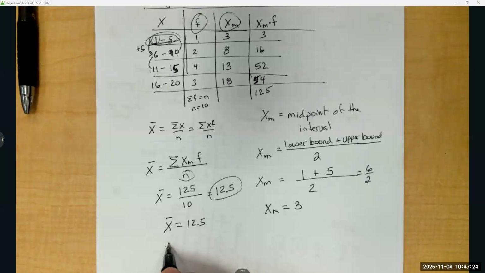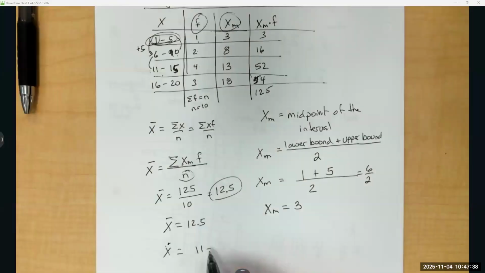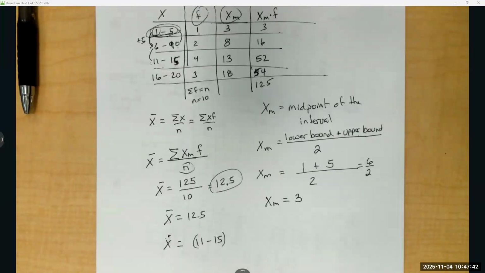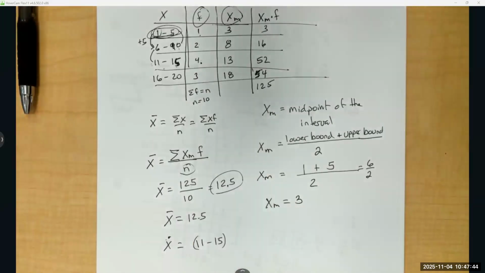What's the mode? Right, it's a modal class. Very good. It's from 11 to 15. That's the modal class, because it's got the highest frequency.